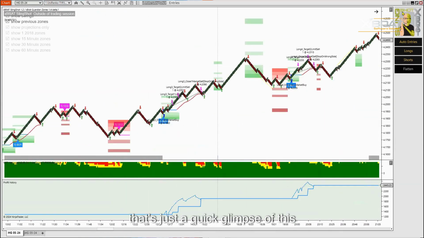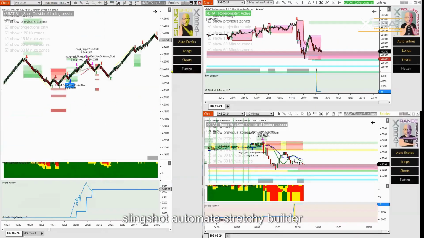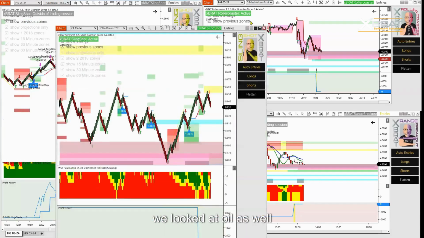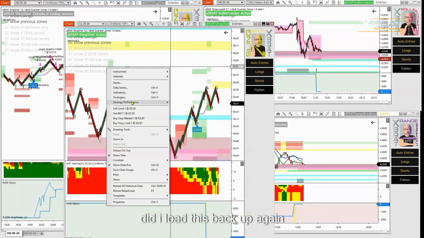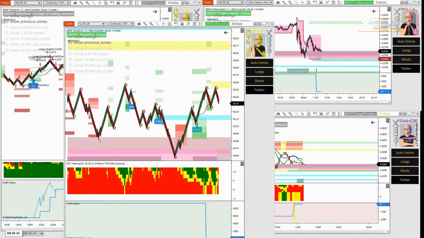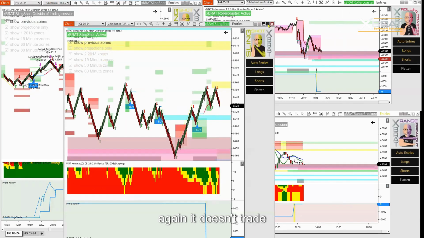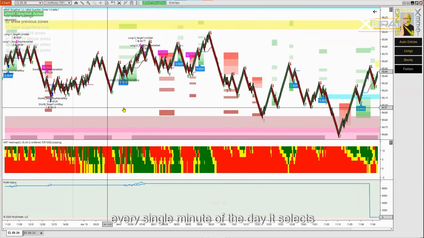Okay, so that's just a quick glimpse of the Slingshot automated strategy builder. That one blew me away today. I think when we did, we looked at oil as well. Did I load this back up again? Oh yeah, oil was 97% profitable. That did 39 trades, more trades, one loser, $9,390.